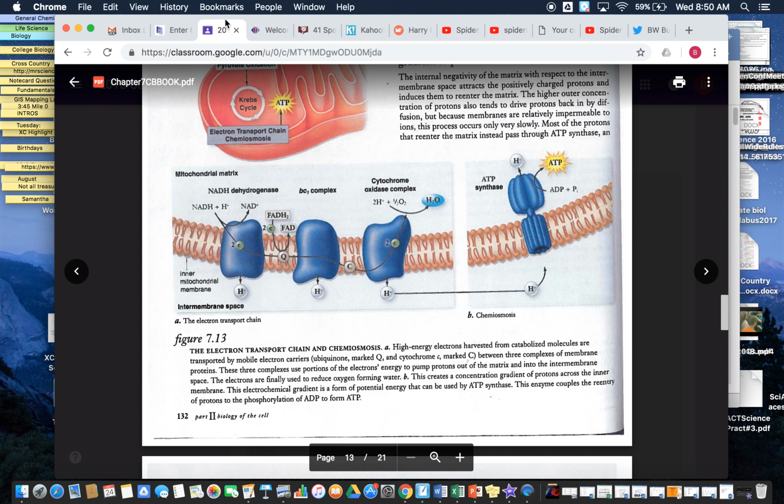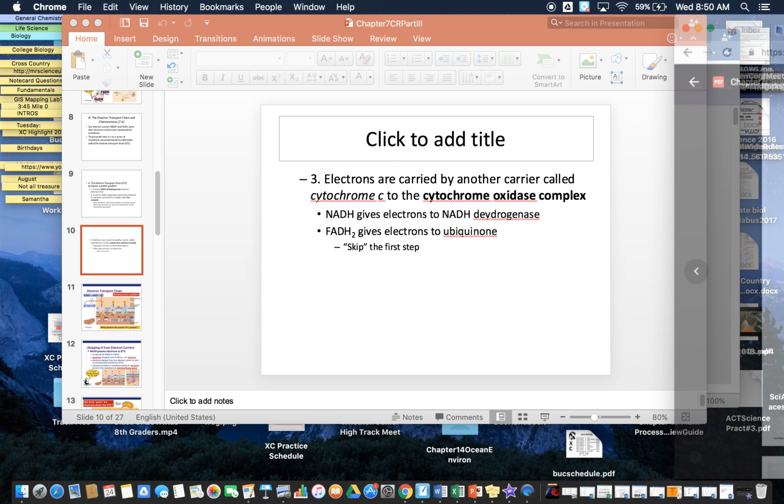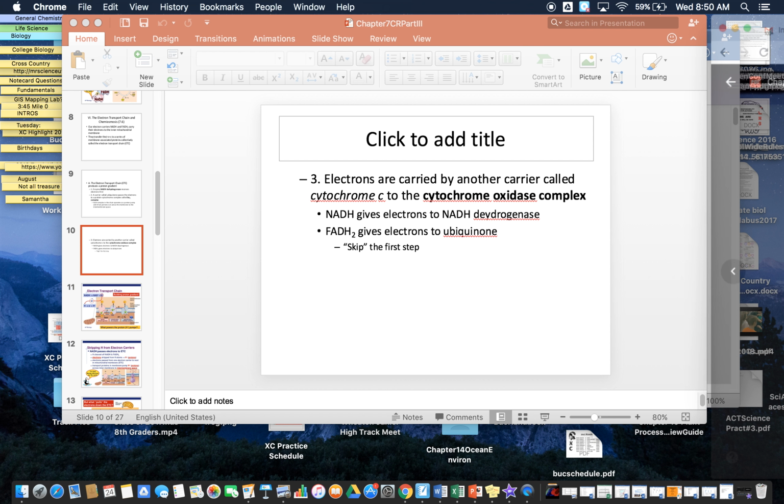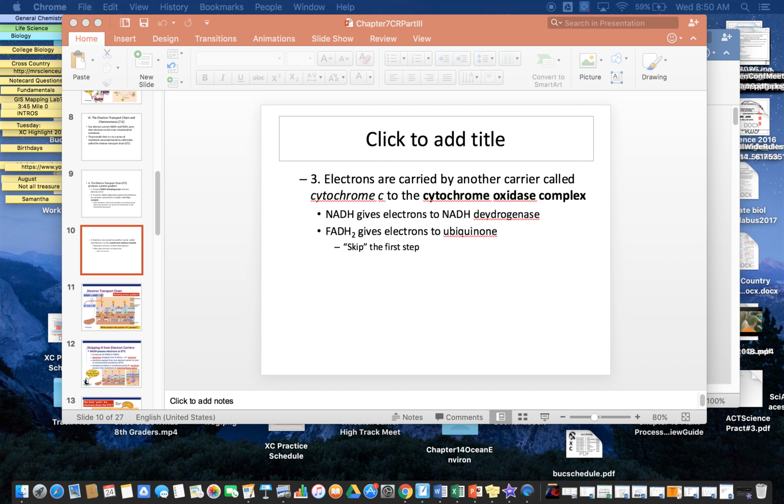All right, it is figure 7.13. This is what it looks like. Oh, hold on, let me fix the board still. I haven't done that. Good gravy. Zoom.